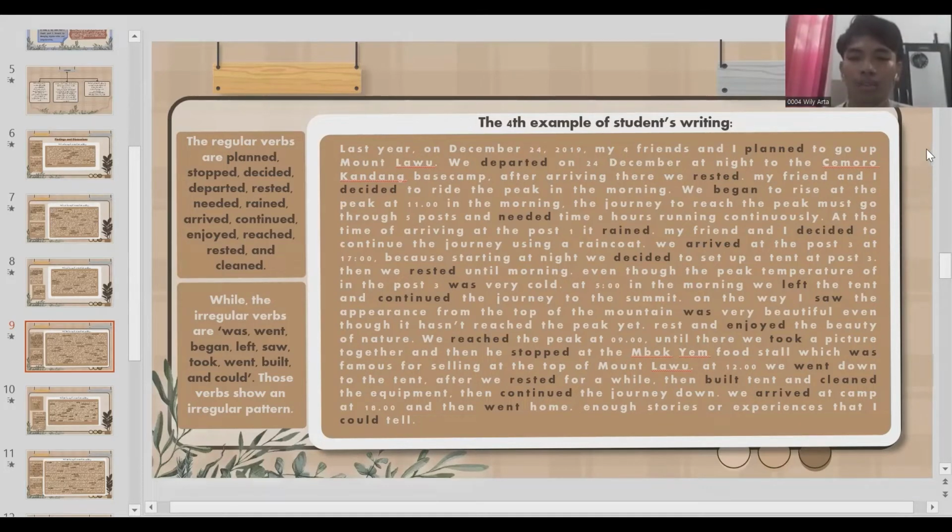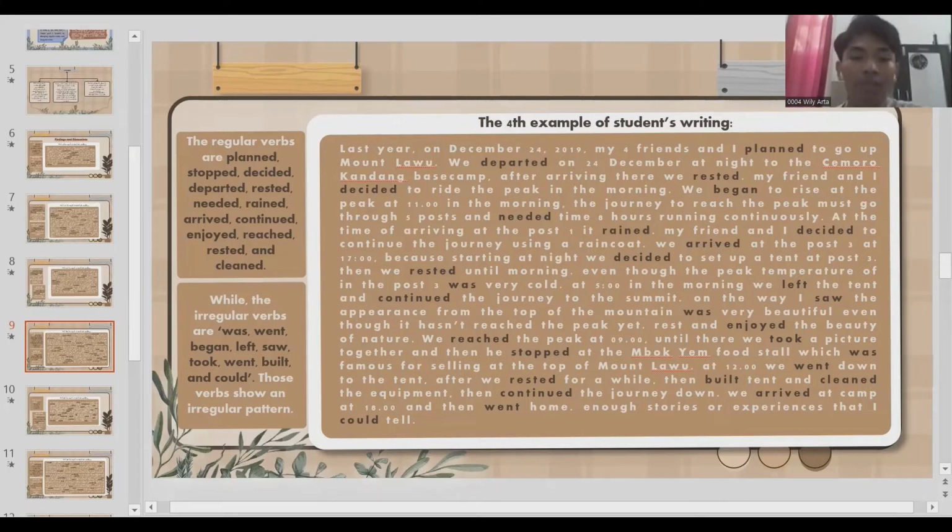And I would like to continue the presentation with the third example of students' writing. Look at the essay above. In the essay above, the student used regular and irregular verbs in his or her writing. The regular verbs are planned, stopped, decided, departed, rested, needed, reigned, arrived, continued, enjoyed, reached, rested, and cleaned.